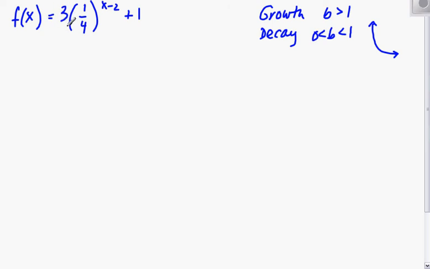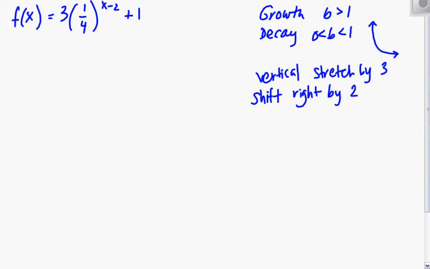And I can also look at this and see that I'm going to have a vertical stretch by 3. That's what this means right here. So vertical stretch by 3. Okay. I'm also going to have a shift horizontally by 2 to the right. That's what this guy tells me up here. It's up high, horizontal. So shift right by 2. And over here, this plus 1 means that I'm going to shift up 1.